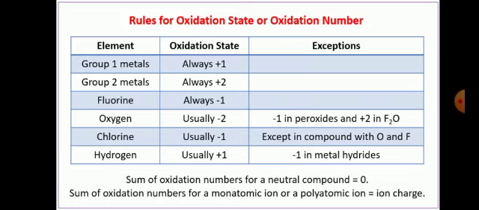The sum of oxidation numbers of a monoatomic ion or a polyatomic ion equals the ion charge. Mono means one and polyatomic means more than one, right? So these are ions that carry charge. The oxidation number for a monoatomic ion or a polyatomic ion is going to be the ion's charge. So if the ion's charge is 2, it's going to be 2. If it is -2, it's going to be -2. The answer is going to be the charge of the ion itself. There is no other change in this.